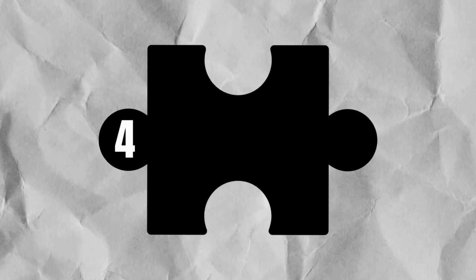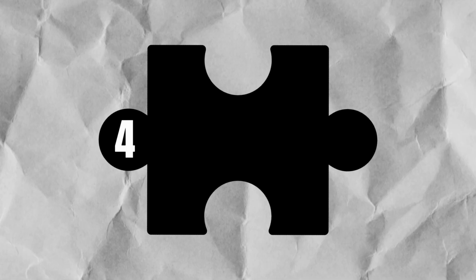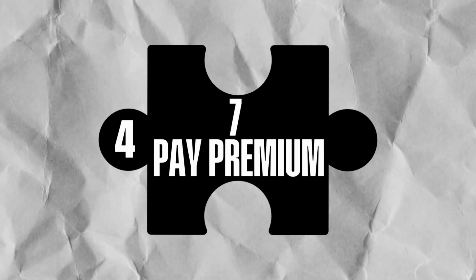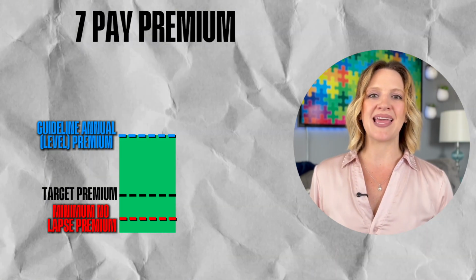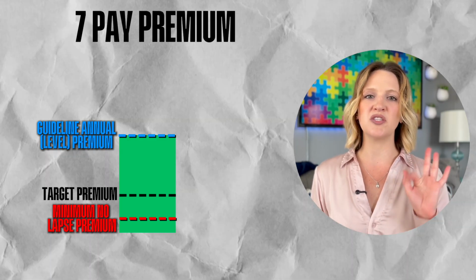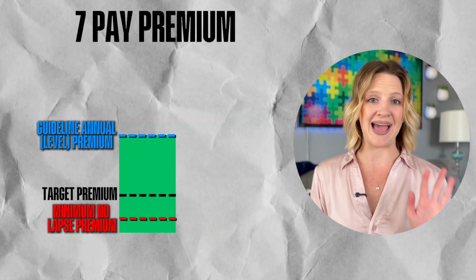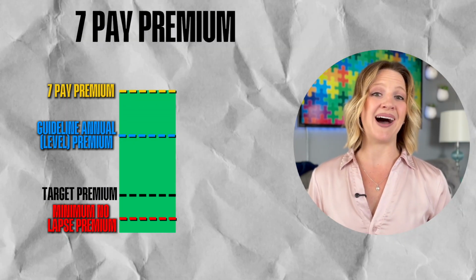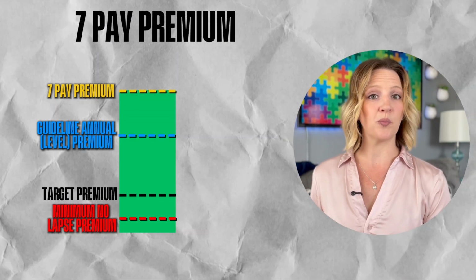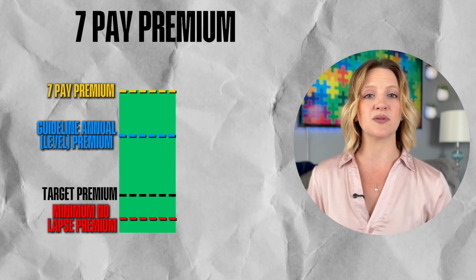And the 4th magic number or puzzle piece that we need to understand is called the 7-pay premium. This is the maximum that your client can contribute per month or per year into their IUL policy in the first 3 to 5 years of it being open and active, depending on their age. Typically, the 7-pay premium number will be higher than the guideline annual premium number, not in all cases, but in most.